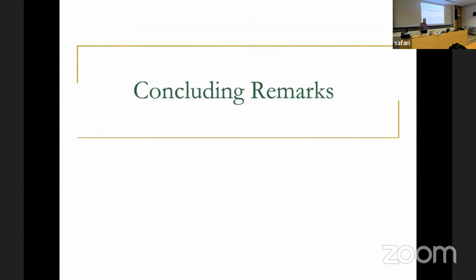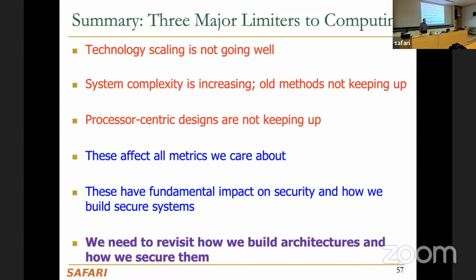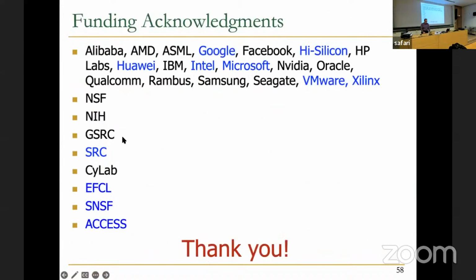Let me conclude quickly. We discussed three major limiters to computing: technology scaling is not going well, system complexity is increasing, old methods are not keeping up, and processor-centric designs are not keeping up. These affect all the metrics we care about, and they have a fundamental impact on security and how we build secure systems. We need to revisit how we build architectures and how we secure them.